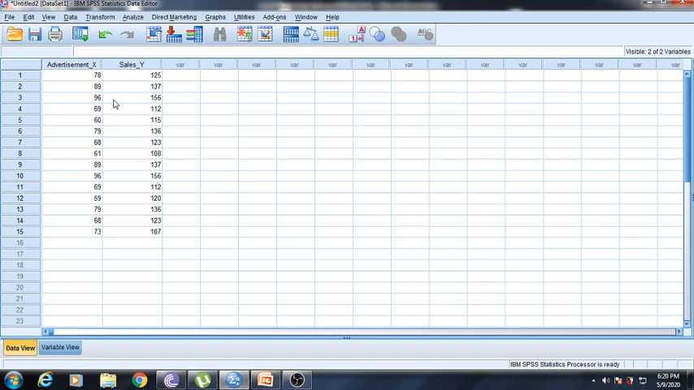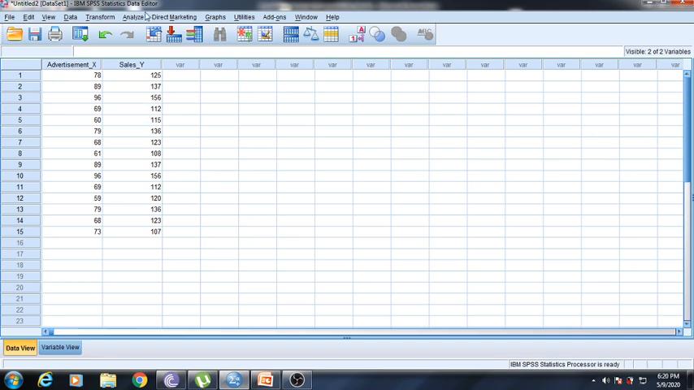The second is that it should be on either an interval or ratio scale. The advertisement expenses and the sales are on a ratio scale, because here the absolute zero value is there. There will be no negative value. So it is holding two conditions of correlation analysis. For the remaining four conditions, normality, linearity, outliers and homoscedasticity, we'll do it through SPSS.